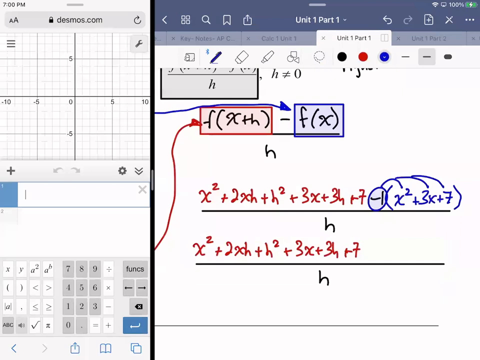All right, so minus x squared minus 3x minus 7. Now you see here, using my highlighter, I've got an x squared and a negative x squared. I've got a 3x and a negative 3x. And I've got a 7 and a negative 7.